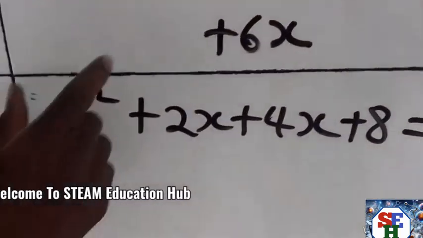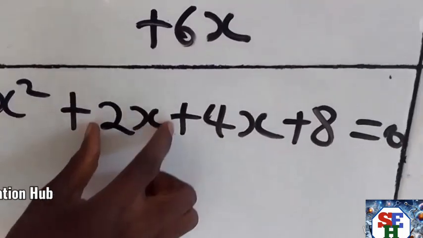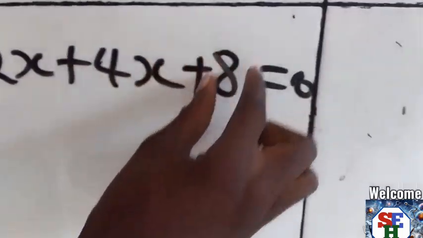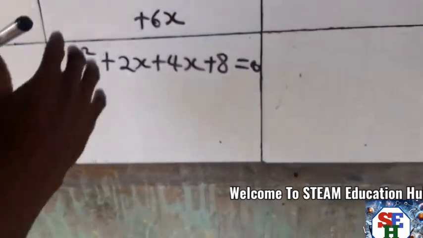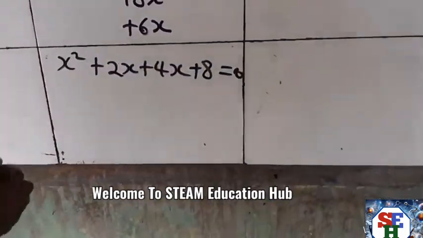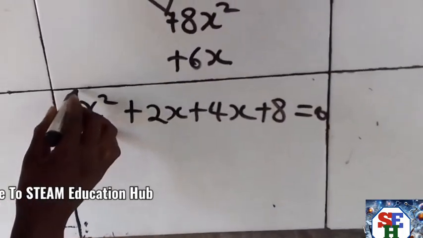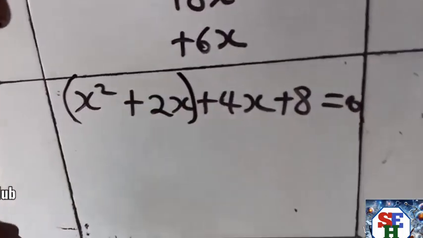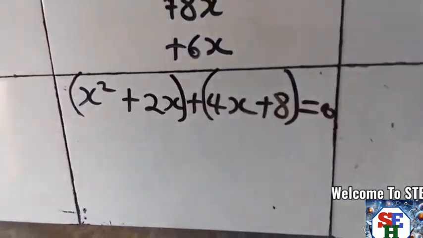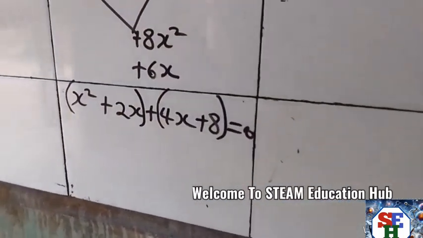Let's count them. This is one part, this is the second part, this is the third part, and this is the fourth part. Now, let's try to group them using a bracket. So, we will now have to group them like this. One part, the second part, since it's divided into 4 parts. I hope you are following.